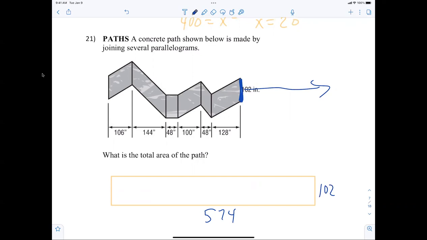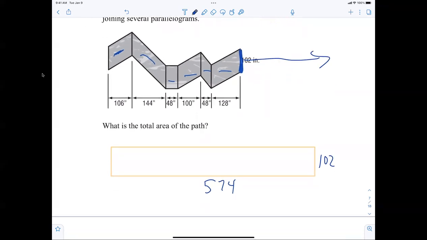102. Now, could you take the area of each of these walls and just add them together? Yeah, everyone most likely did that. So what do we come up with here? 58,000 what? And that would be inches squared. Anybody have any problems with that? All right, that was nice.